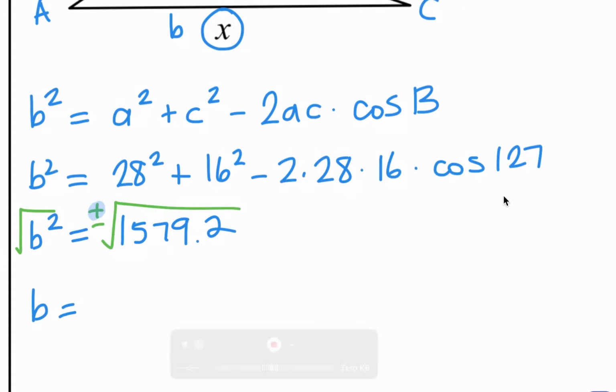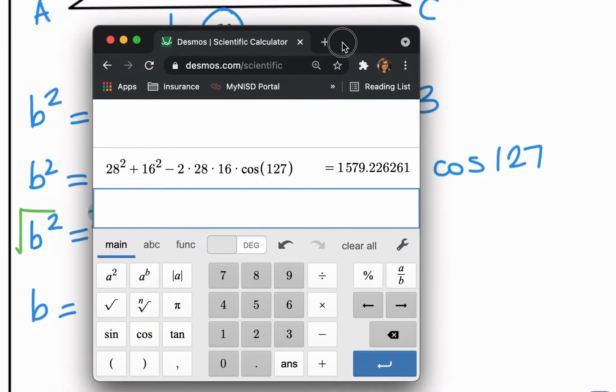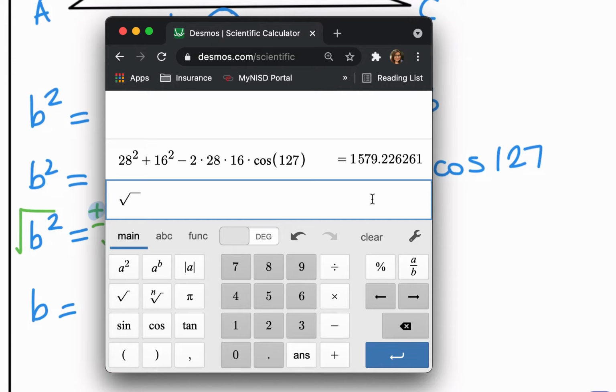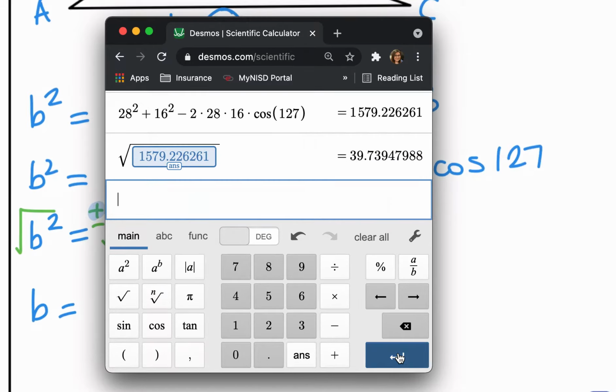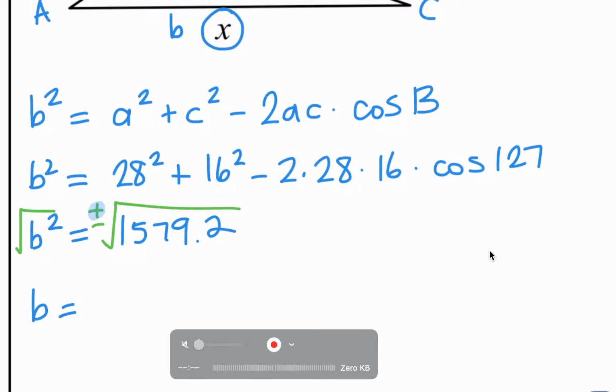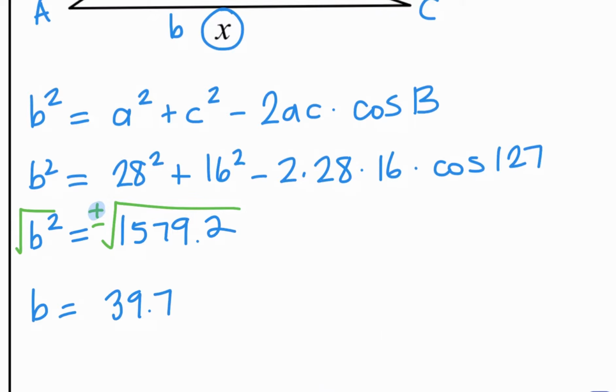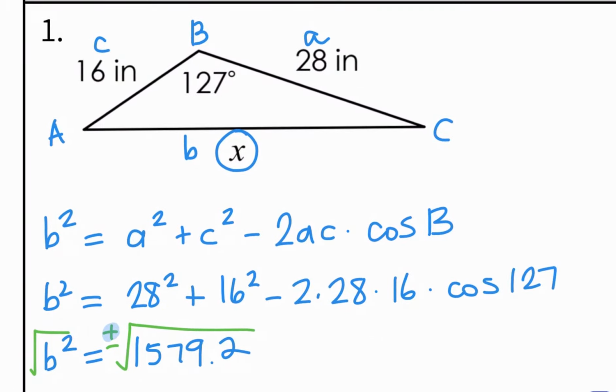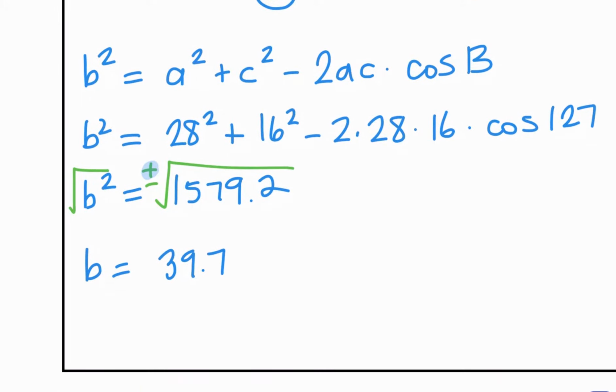So let's take a look at our calculator again. Now I want the square root of my previous answer here. So here on Desmos, there's one that has A and S. That means answer from above. So that is 39.7. And if I look back to my problem, they are measuring in inches.